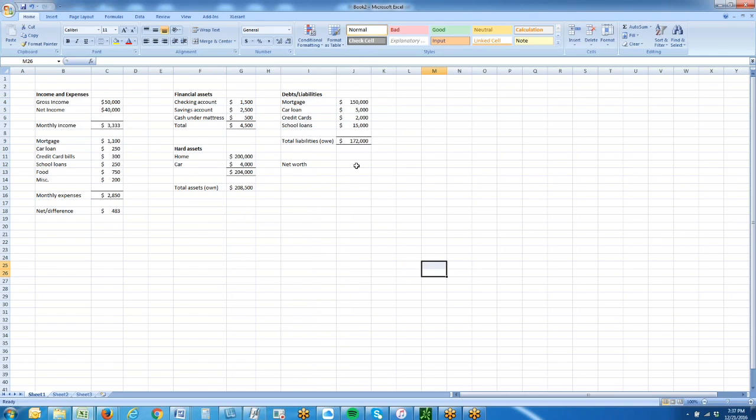To get your net worth now, what you do is you subtract what you owe from what you own. And the difference is your net worth. So this is your equity too. So this is your net worth, so you're worth $36,500.